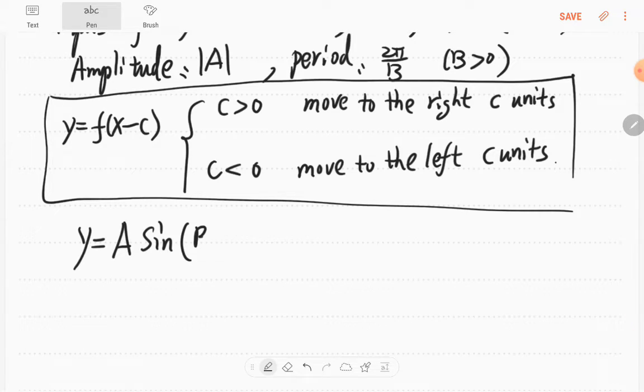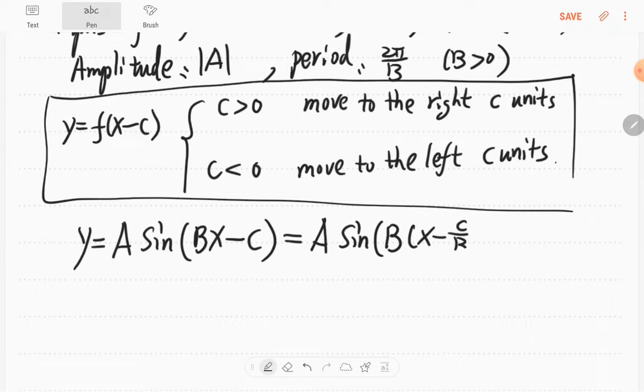Now for our function, we use the sine function as our example. This is bx minus c, so it can be written as a times sine, b will control the period, x minus c over b. We take out b, right? So c over b would be the units you will move horizontally, to the right or to the left.